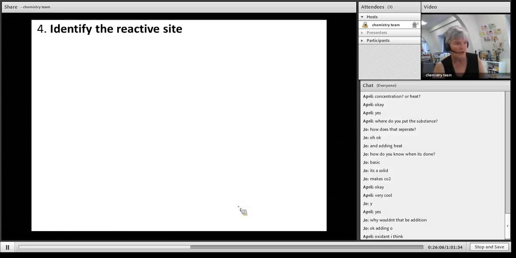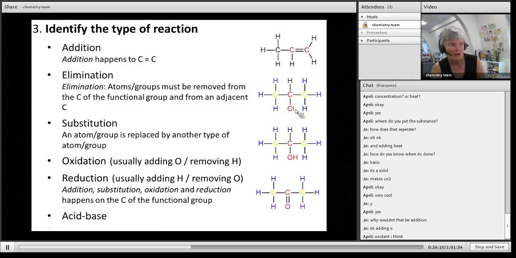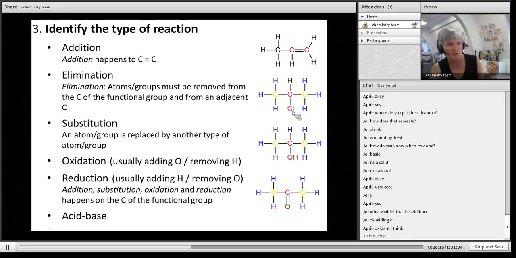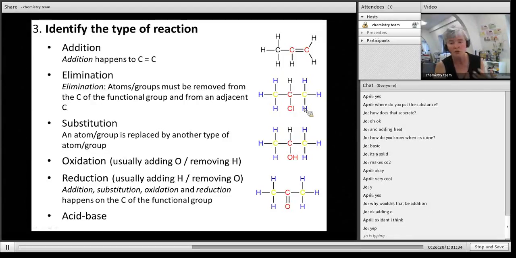If I go back, do you notice I went straight to the chlorine? And I said, oh, if we're going to do elimination, I'm going to remove the chlorine. I didn't look at this hydrogen or that hydrogen. I went straight to what I call the reactive site. So the functional group is always the reactive site. And the only trick with that is sometimes the functional group has got two parts to it. Okay, and so you've got to work out which carbon.